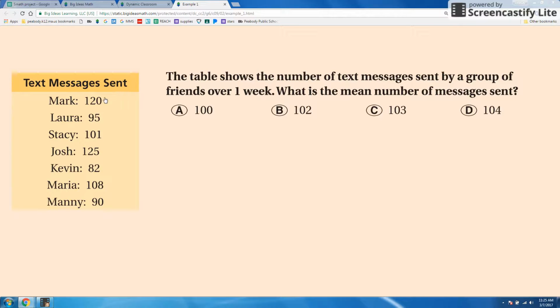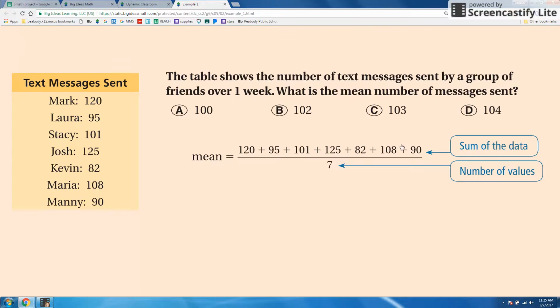Remember, you can combine things if you want to make it less adding in the long run and add things in your head. Like, for example, 108 plus 90, we can just make it 198. 101 plus 82, 183. So you can kind of condense a little bit so that you're adding less numbers. So this one they did for us.